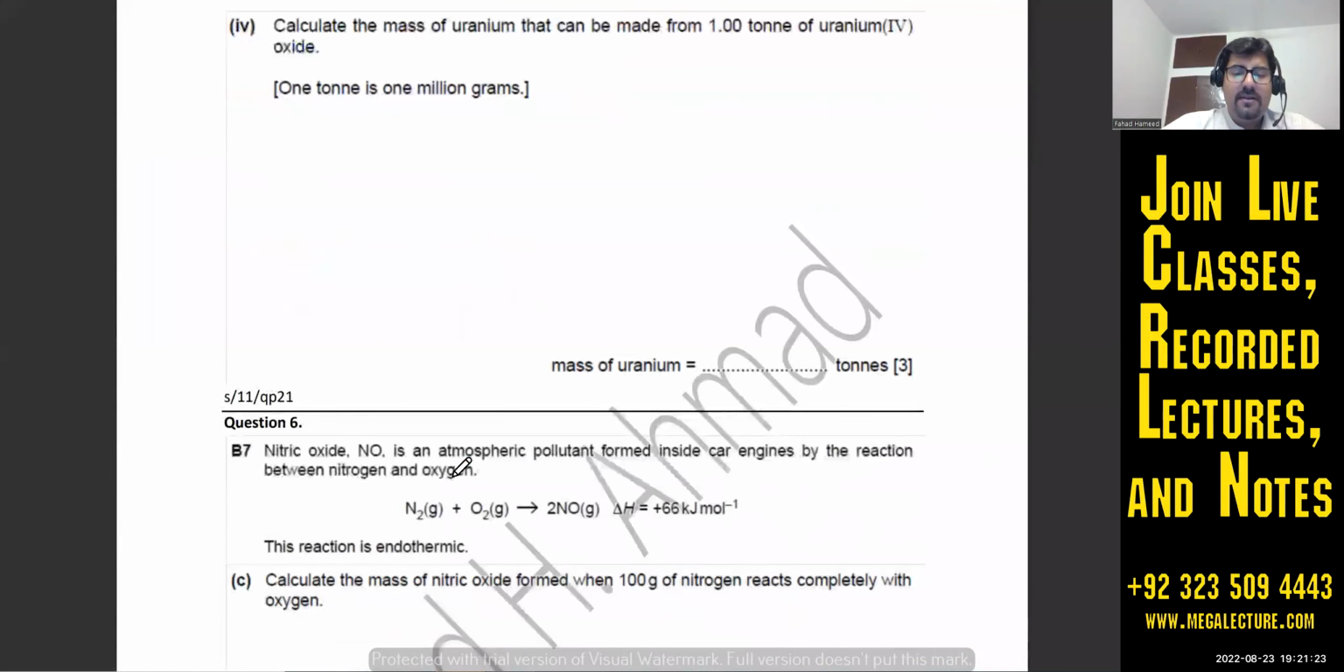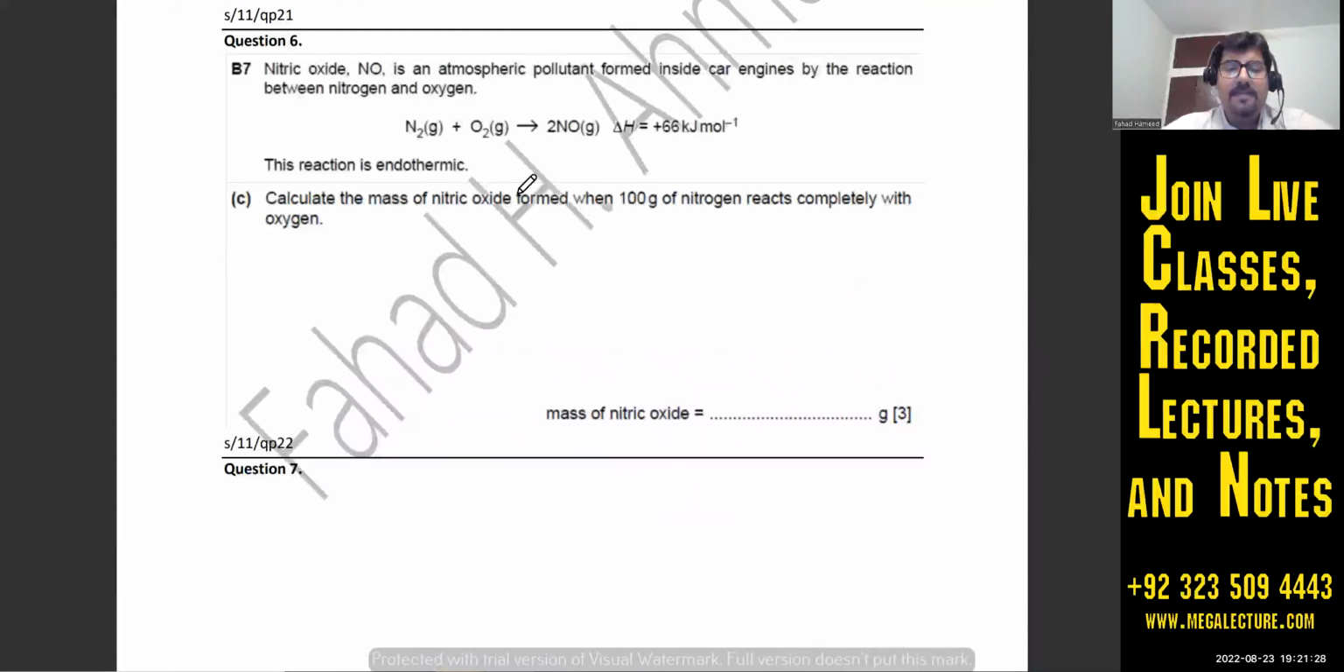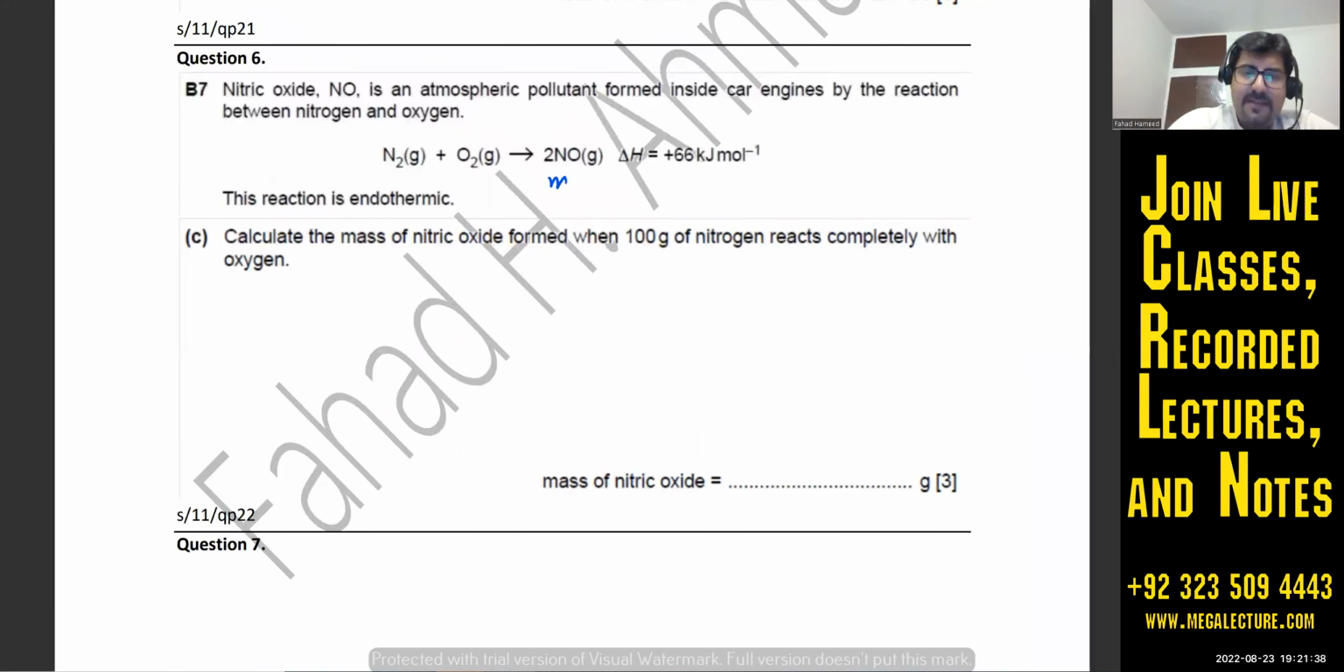Okay, now let's do this one. Calculate the mass of nitric acid. Nitric acid is NO. They've already told you that this is nitric acid. So they're saying find its mass. Find out the mass of this thing. But remember, you'll do everything in moles.